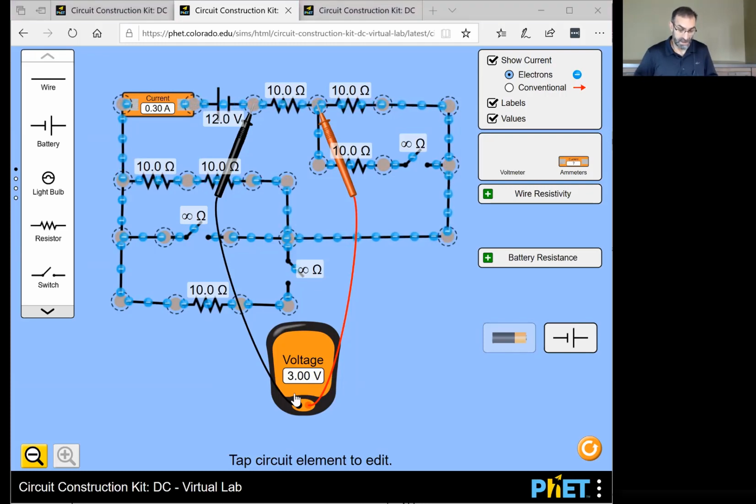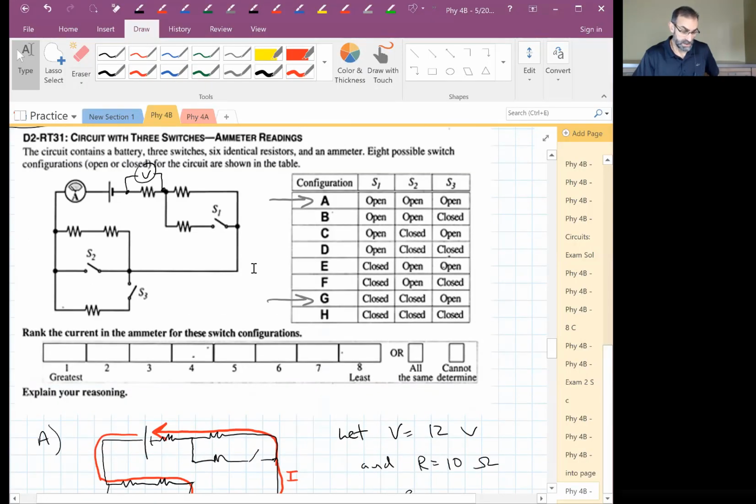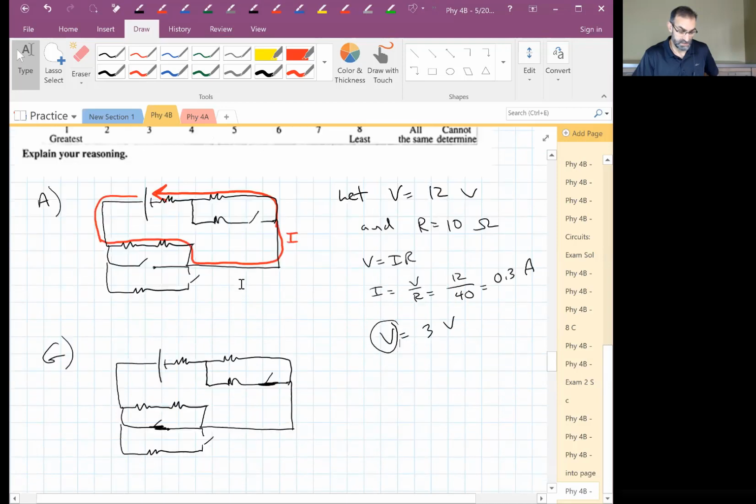Okay. Let's go back and do G. We're going to close 2 of those switches. We're closing, what are we closing? 1 and 2. 1 is up here, 2 is over here. We'll leave 3 open. Close 1 and 2.